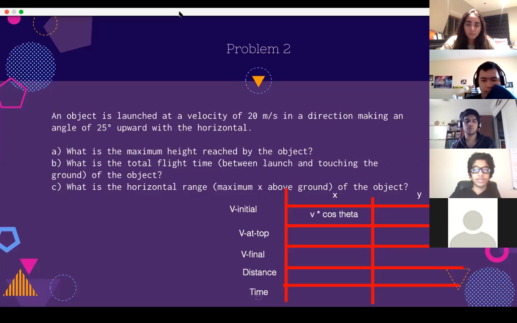Actually, I think it'll be more useful if I just put in the numbers. So v times cosine of theta, in this case, would turn out to be 20 times cosine of 25, which is 18.12 meters per second.